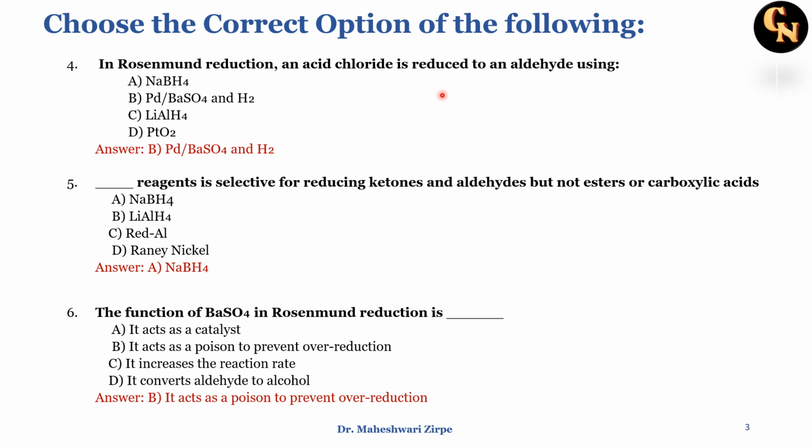What is the catalyst which is used? The catalyst is palladium with barium sulfate, with hydrogen. Basically this is a reduction reaction, which is also known as Rosenmund reduction. You should always remember that Rosenmund reduction uses palladium and barium sulfate.